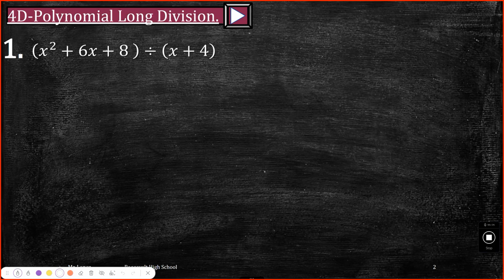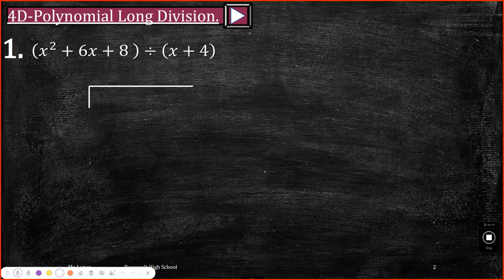Lesson 4D, polynomial long division. That's when you divide polynomials, most of the time by a binomial, but not all. It could be more than a binomial. But anyways, this particular problem is a binomial. It's a second degree trinomial divided by a binomial.